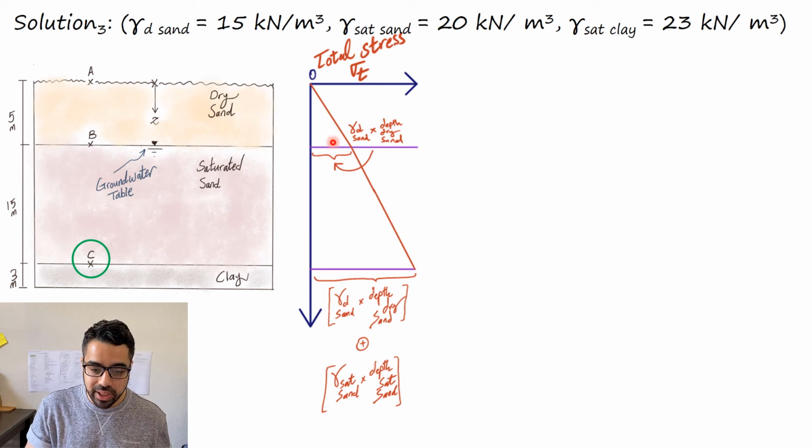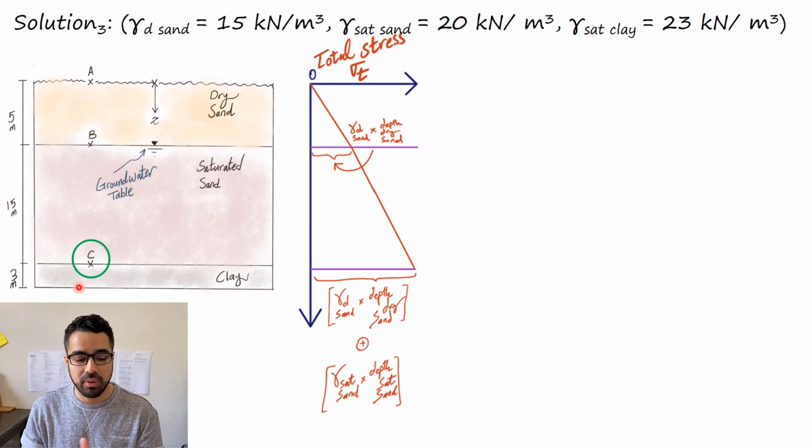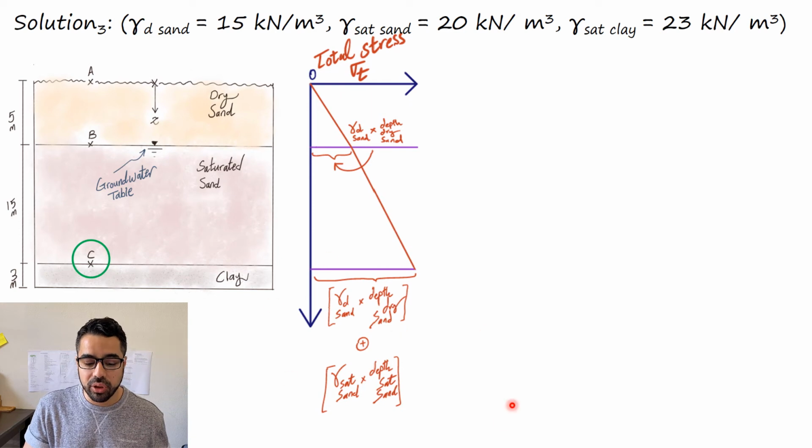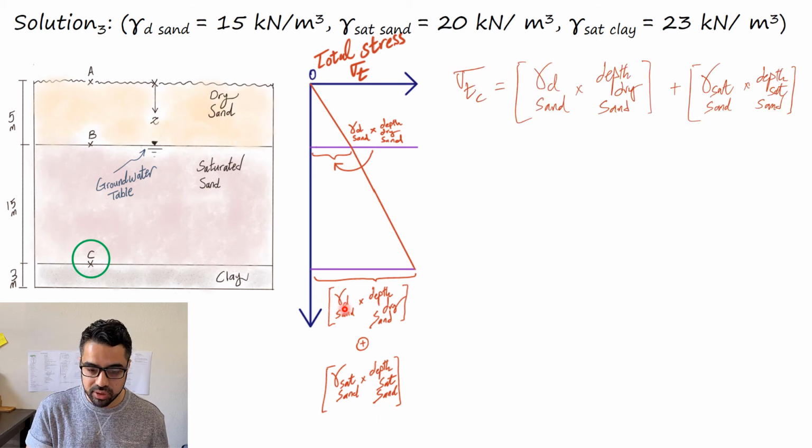That's what you need to pay attention to, the total on that point. So from here to here, it's gamma dry times the depth. Since we are trying to find C, you will use gamma dry times the depth of the dry sand layer, and then gamma saturated for the saturated sand layer times the depth of that layer, which is 15. Are we going to add the water? No, we will not add the water because it's already saturated sand. It's already included. So this is basically the total stress at point C.